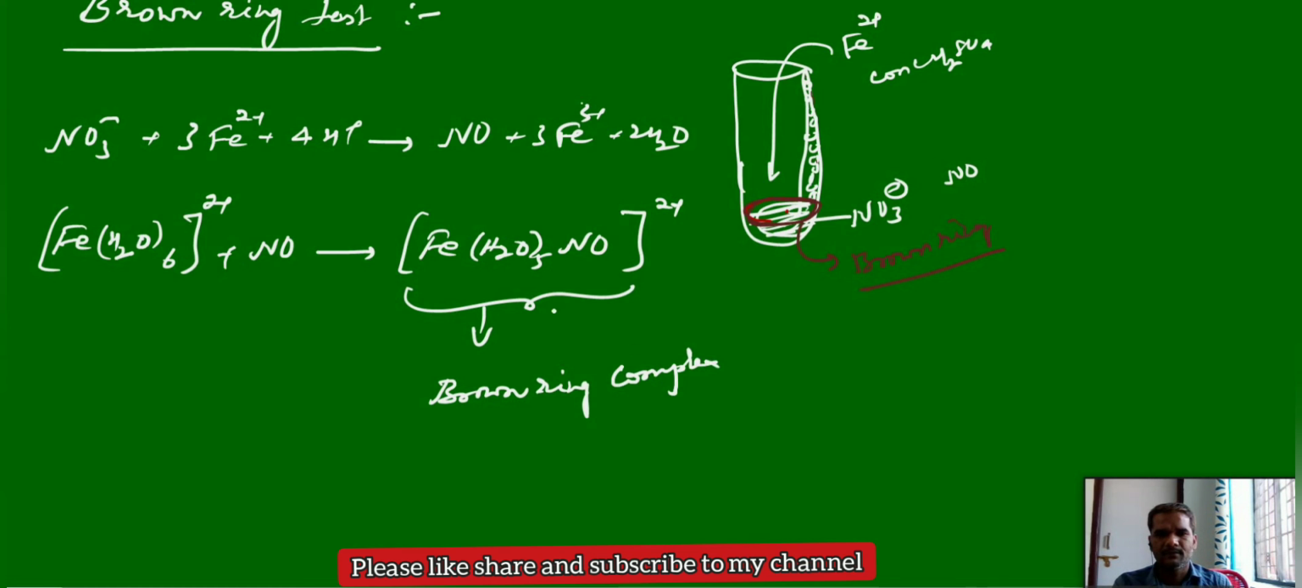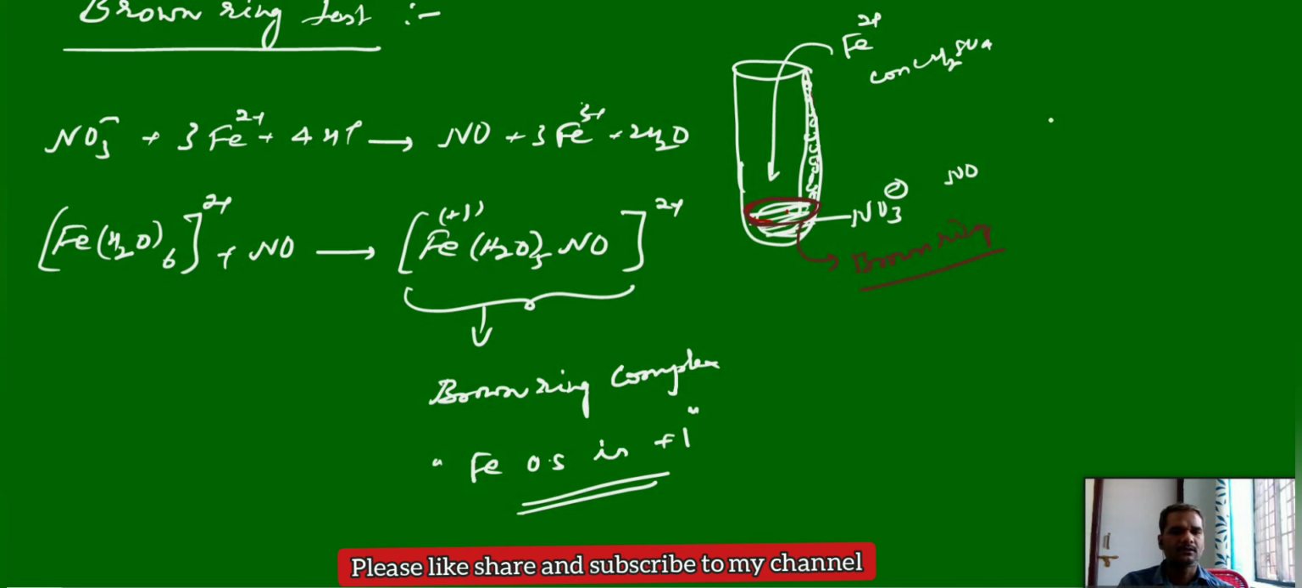Again, this is very important. You should remember the chemical formula of the brown ring complex. And here the oxidation state of iron: in most cases iron can exist in +2 or +3 oxidation state, but as an exception, in the brown ring complex the iron oxidation state is +1. This is also very important. You should remember, here the iron oxidation state is +1. Only in the brown ring complex it exists in +1 state.